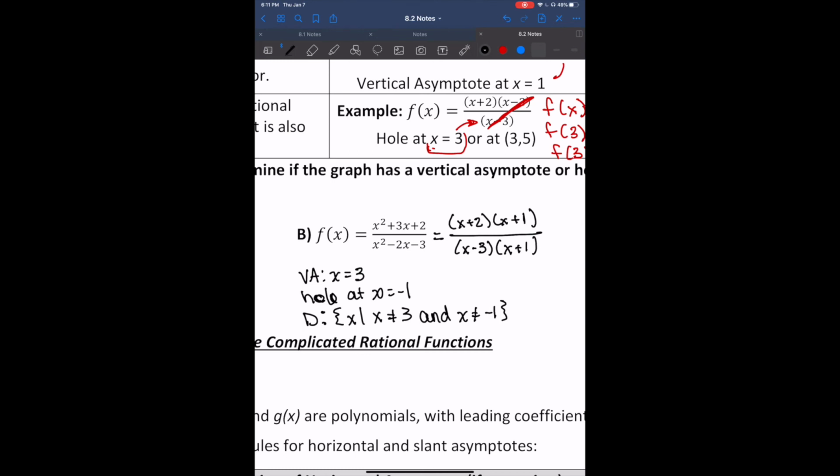You should have factored it into (x + 2)(x + 1) over (x - 3)(x + 1). And of course, because they have that common factor, x plus 1 cancels out, which means that we have a vertical asymptote at x equals 3. And then because we also had the factor of x plus 1 in the denominator and it got canceled out, it created a hole. So we do have a hole at x equals negative 1. For the domain, there's no difference. We simply state both of those excluded values in the set notation.